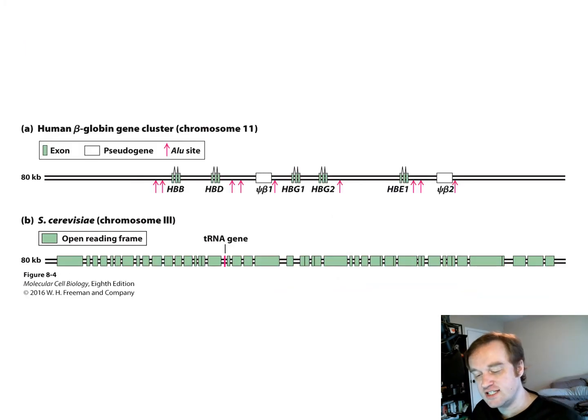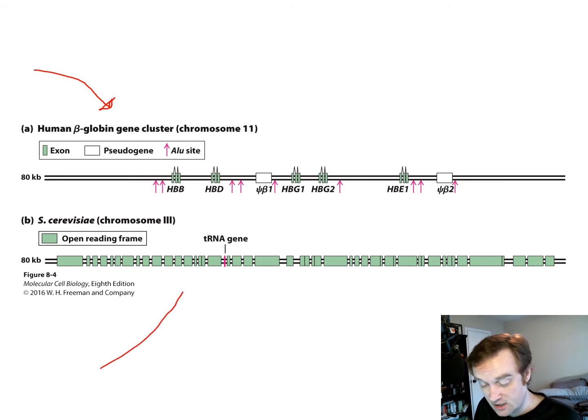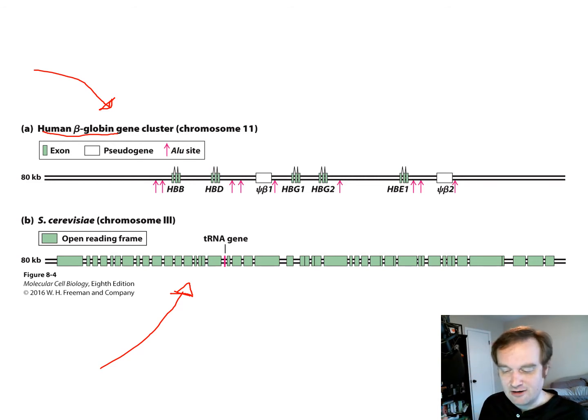Okay, let's look at gene density in higher and lower eukaryotes. The first thing I want to point out is that in higher eukaryotes, there is a lot more intronic DNA region than there is in lower eukaryotes. As you can see here in our common yeast, we have very little space in between genes. Compare that to the human beta globin genes at the top here, where we have big swaths of DNA that are non-coding for exons. They're all intronic or intergenic regions. As you can see, both of these are 80 kilobases long.